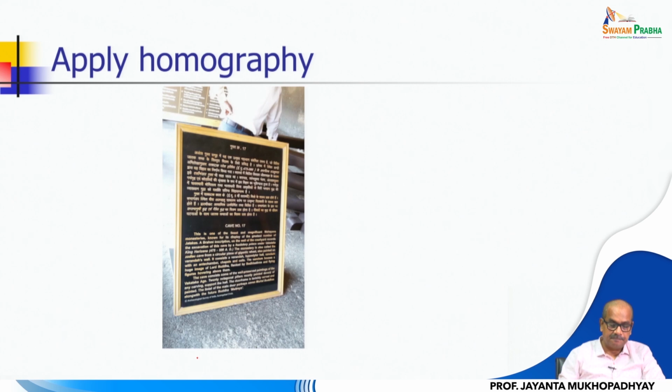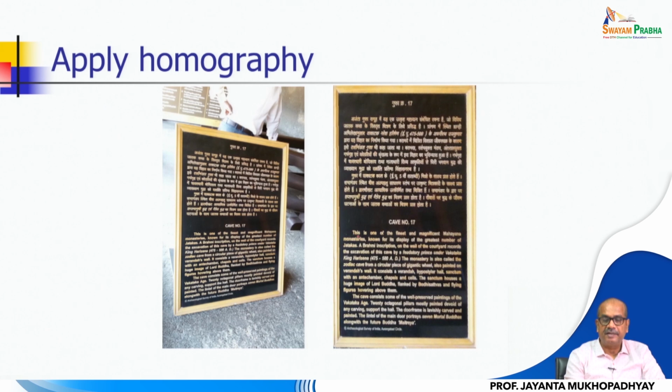You can see here that there are writings, but when I do it, you can also see that this writing is better readable. So for example, I can read here, this is one of the finest and magnificent Mahayana monasteries, known for its display of the greatest number of jatakas. Whereas if I want to read these things, you can read it, but with much more difficulty. So these are certain applications of this kind of homographic or projective transformation.